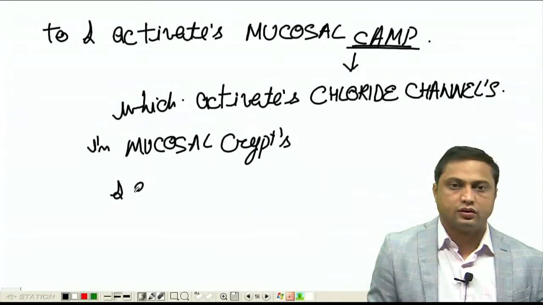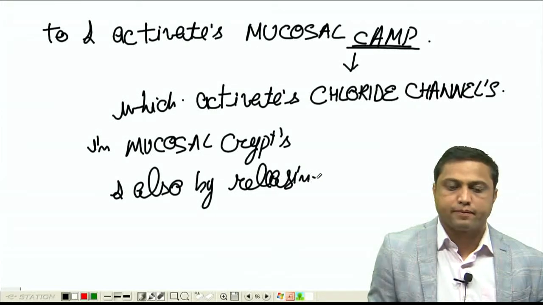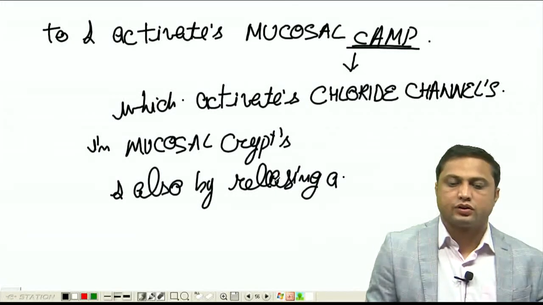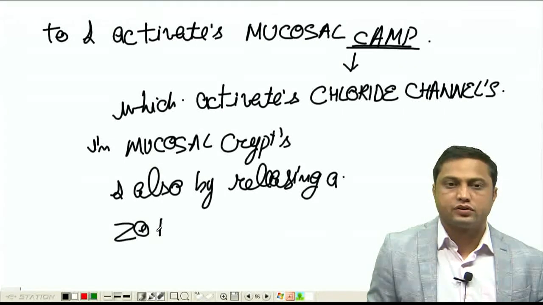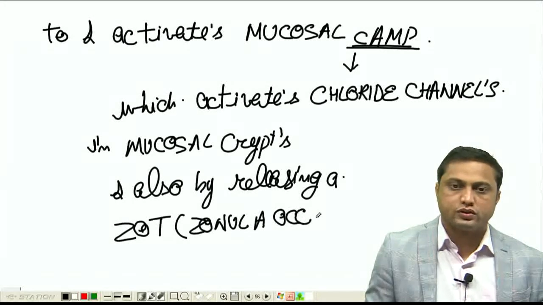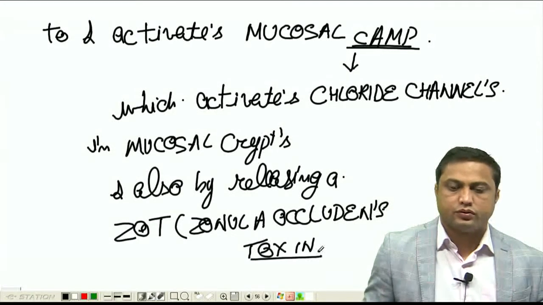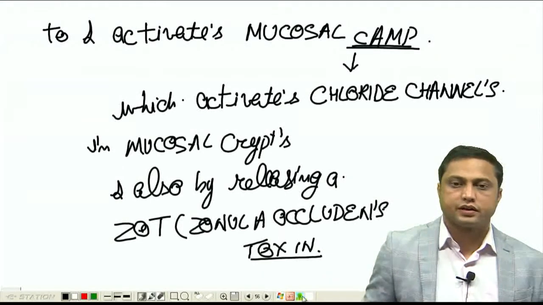And also by releasing a ZOT. ZOT means zonula occludens toxin, which increases intestinal permeability.